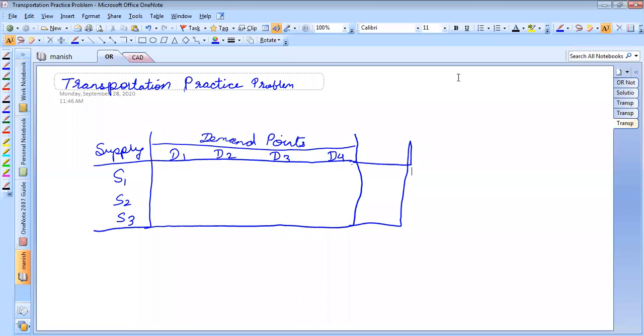Okay, so for now what we know is we have a supply. So we have S1, S2, S3, and then we have demand points D1, D2, D3. So these are supply points. Then what is the supply that they are applying? We'll write it here. So we'll have supply here. We'll have demand here.